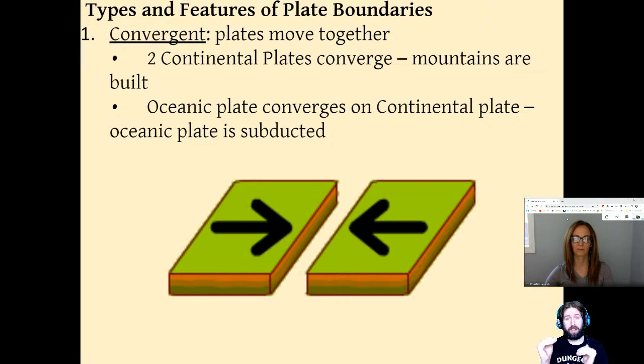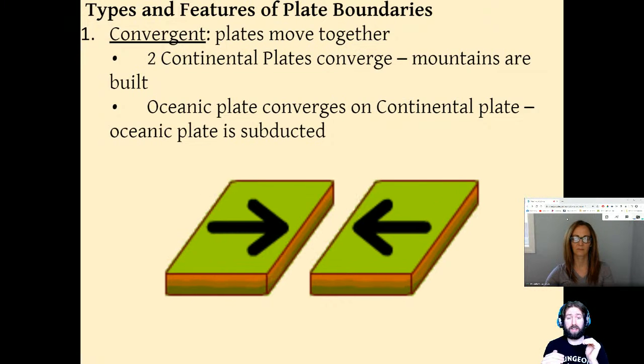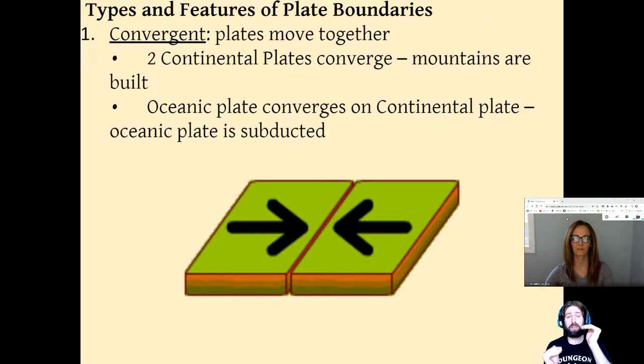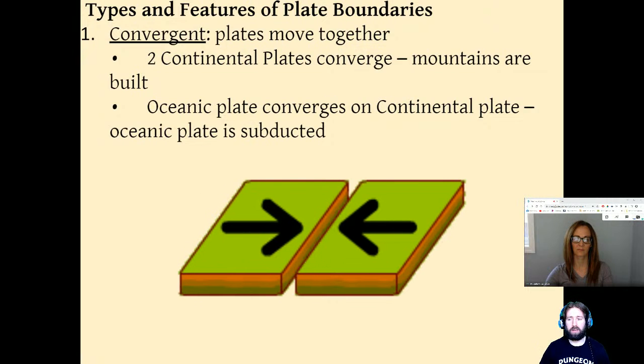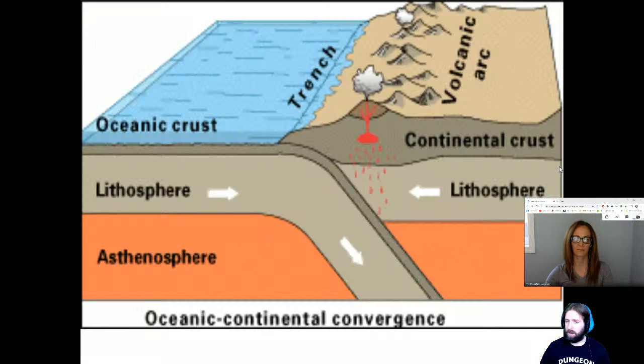And it's different if you have continental and oceanic, right? They're different densities. So we'll take a look at pictures to show how the two different types of plates and their interactions in a convergent, where they're headed into each other, we'll see how they look. Right, they form different kinds of features depending on the type of crust that it is.